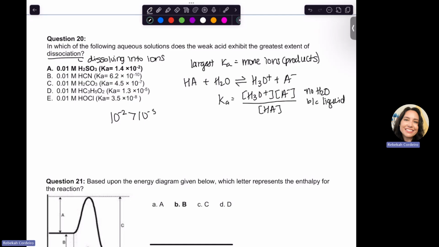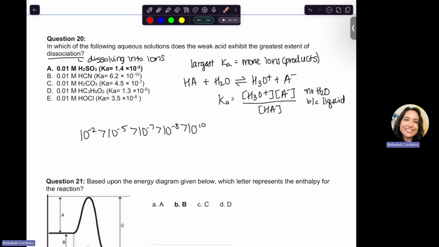So 10 to the -2 is bigger than 10 to the -5, then 10 to the -7, whoops, I did that wrong. So 10 to the -2, then -5, then -7, then 10 to the -8, then 10 to the -10. So that's kind of how we could rank them if we were asked to rank them. You only look at the beginning numbers of scientific notation if you're going to compare the numbers if the exponents are the same.